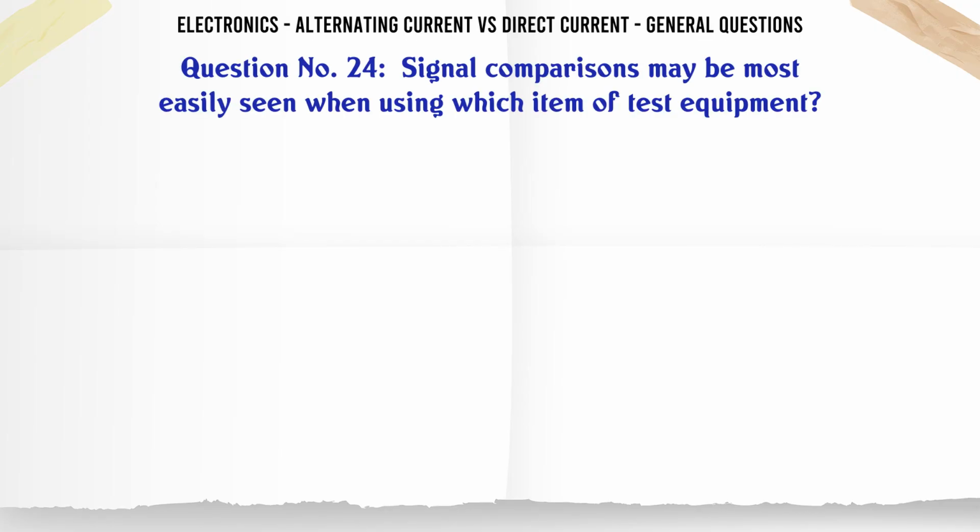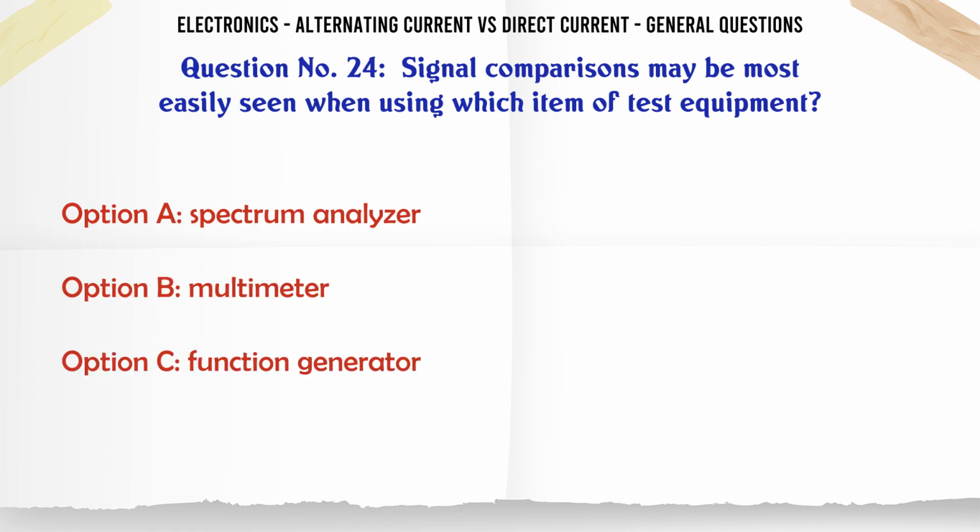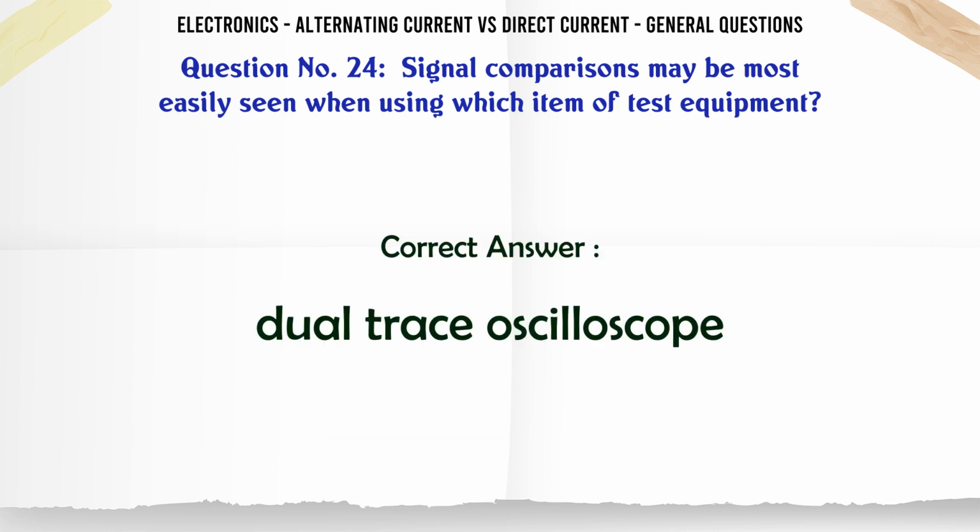Signal comparisons may be most easily seen when using which item of test equipment? A. Spectrum analyzer. B. Multimeter. C. Function generator. D. Dual trace oscilloscope. The correct answer is dual trace oscilloscope.